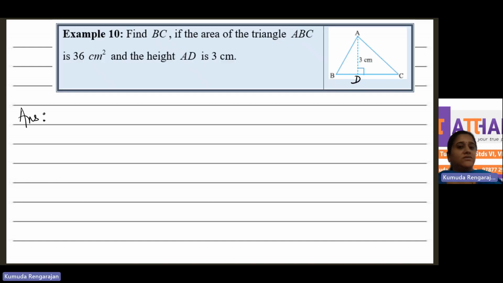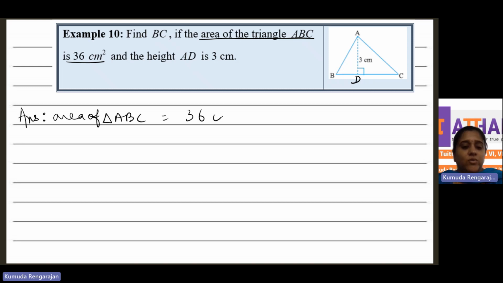Okay, the height AD is 3 centimeters. So what have I told you? Whenever the value of the area is given, write that first. Area of triangle ABC is equal to 36 centimeters square. Write that. Then below area, write the formula: half into base into height is equal to 36.